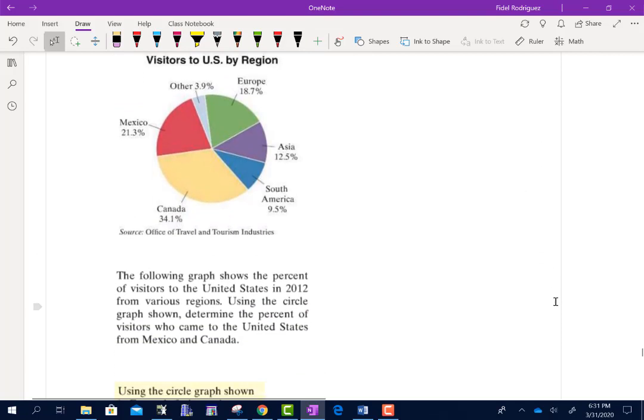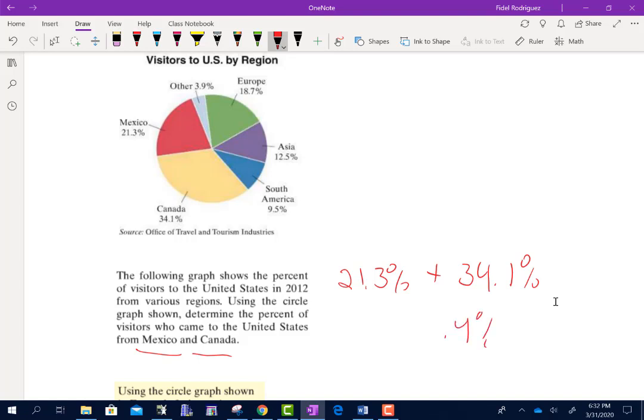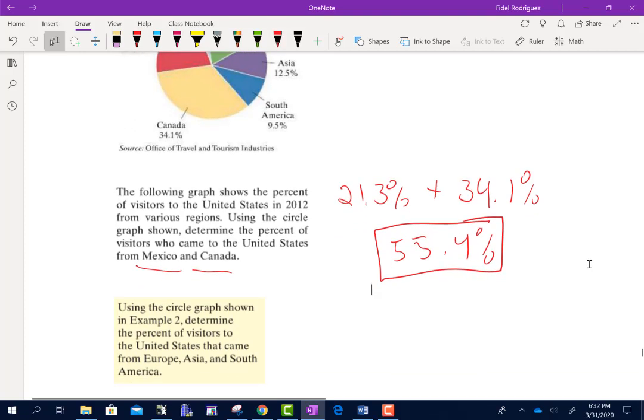Alrighty. So now we have voters by region. The following graph shows the percent of visitors, not voters, to the United States in 2012 from various regions. Using the circle graph shown, determine the percent of visitors who came to the United States from both Mexico and Canada. So Mexico, we have 21.3%. Canada, we have 34.1%. If we add those numbers together, we should come up with 55.4%, right? Okay.